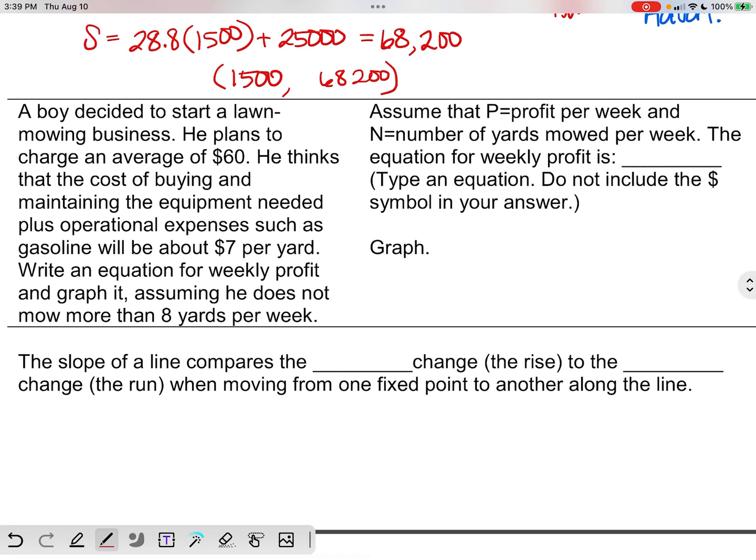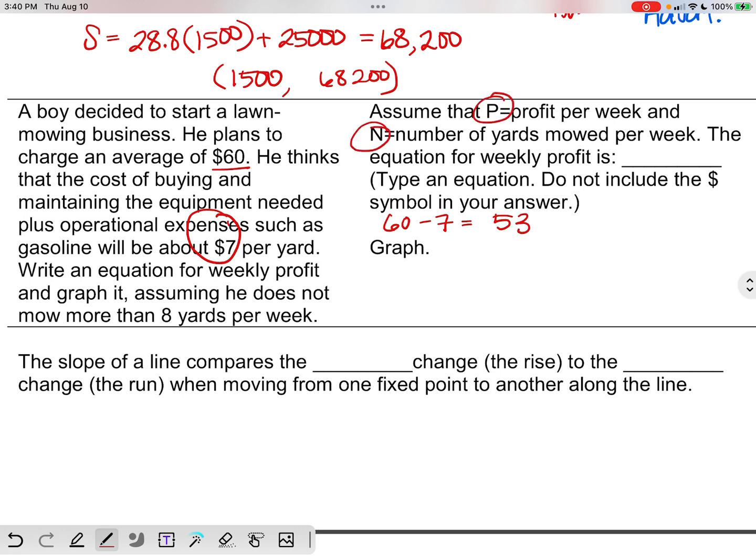A boy decided to start a lawn mowing business. He plans to charge an average of $60. He thinks that the cost of buying and maintaining the equipment needed, plus operational expenses such as gasoline, will be about $7 per yard. So when you have an expense, that means your price is going down. So he was going to charge $60, right? So to figure out how much you make per yard, let's do 60 and subtract our 7. So we're going to be at 53. That's how much he'll make per yard.